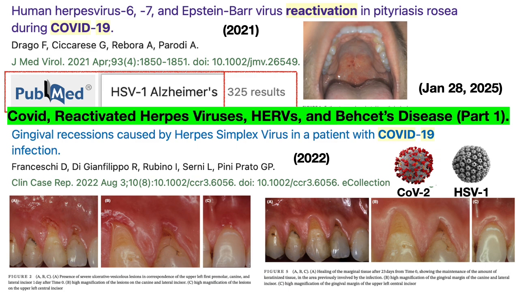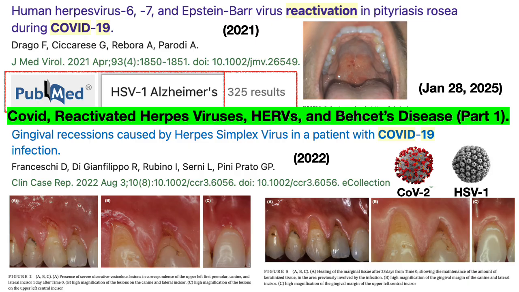To set up the background for this discussion, I'd like to first emphasize a key paper which was published early in the COVID pandemic. Human herpes virus 6, human herpes virus 7, and Epstein-Barr virus reactivation in pityriasis rosea during COVID-19. Pityriasis rosea is a type of rash. In this case, it was a young man who developed a rash-like set of lesions in the back of his throat. And when these lesions were examined, they found reactivated herpes virus 6, 7, and Epstein-Barr virus in these lesions.